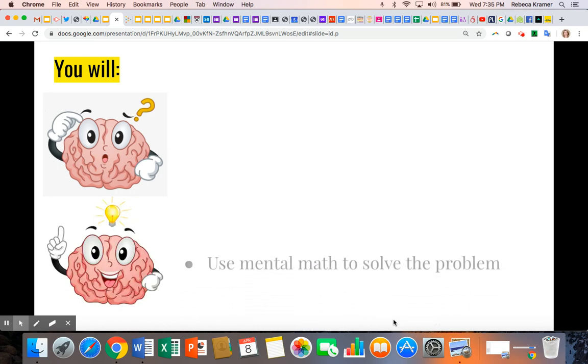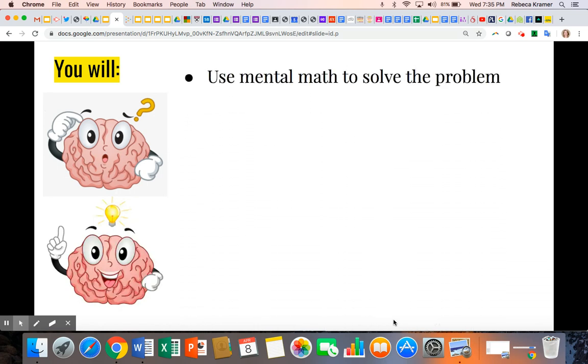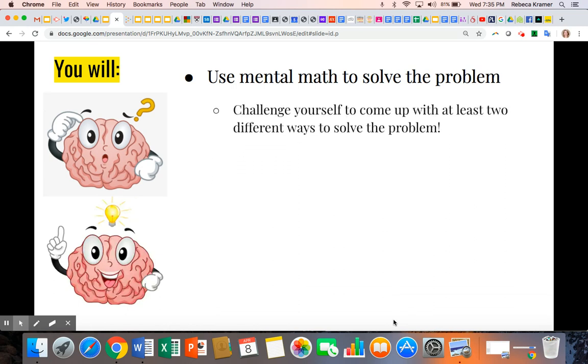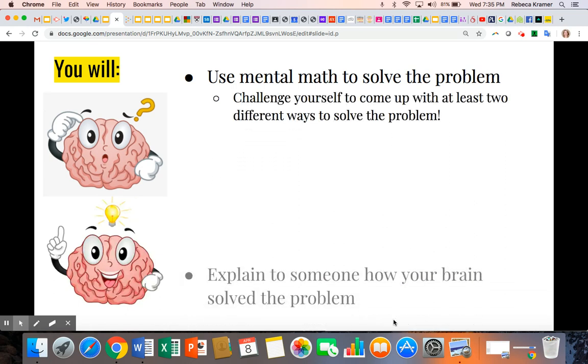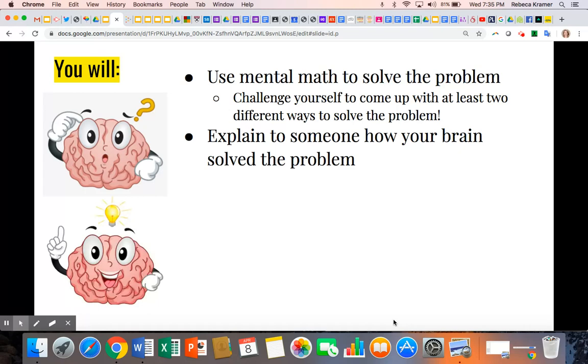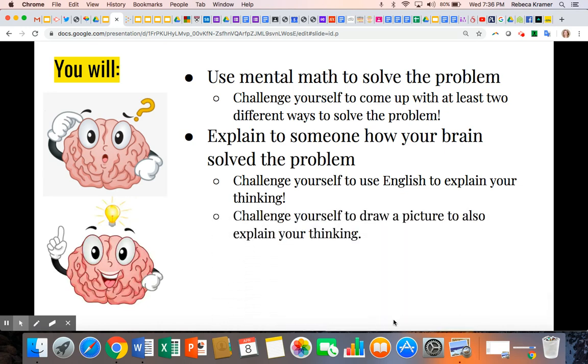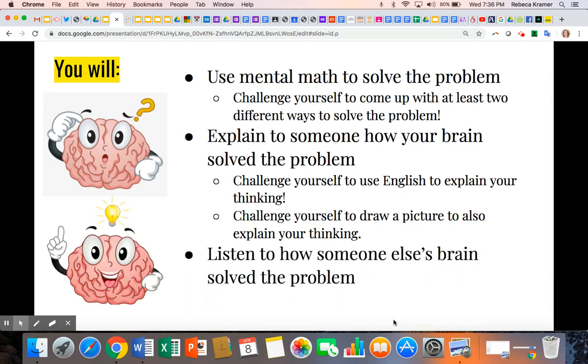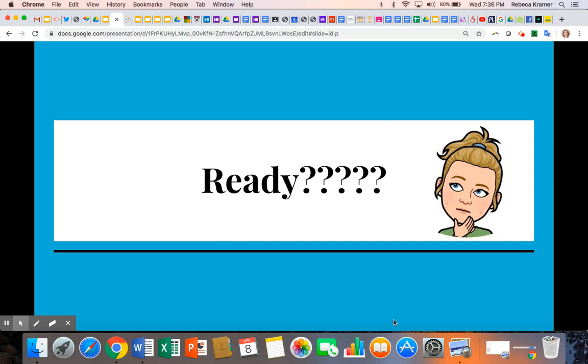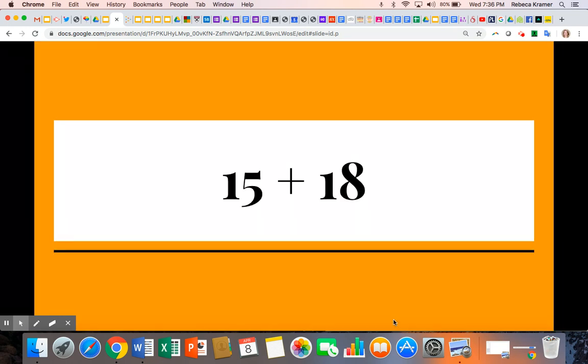In this number talk, you will use mental math to solve the problem. I want to challenge you to come up with at least 2 different ways to solve the problem. Explain to someone how your brain solves the problem. I'm going to challenge you to use English to explain your thinking, and I also want to challenge you to draw a picture to explain your thinking. Lastly, I want you to listen to how someone else's brain solved the problem. Are you ready? I'm only going to show the equation for a short time, so pause the next part until you're ready to move on.